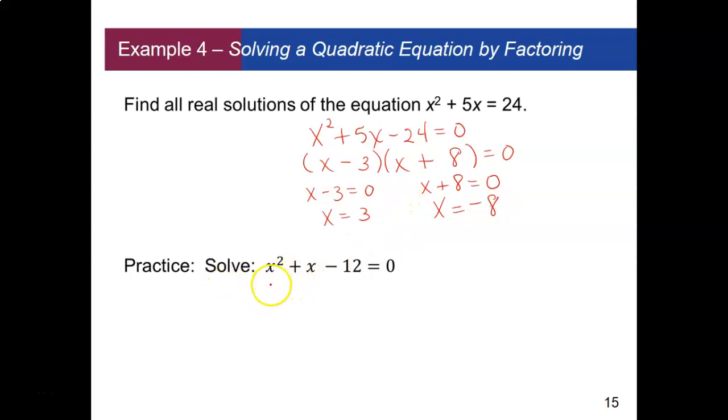Okay, moving on down here, we've got this one for us to practice with. It's already equal to 0, so we need the factors of 12 that are going to subtract to give us 1. So that would be 4 and 3. And we need the middle term to be positive. Okay, so we'll set each of these equal to 0. So x would be negative 4 and x is going to be positive 3.